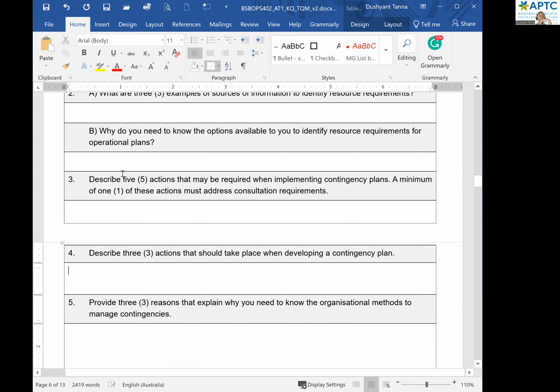Describe 5 actions that may be required when implementing a contingency plan. A minimum of one of these actions must address consultation requirements. Five actions that you do to implement a contingency plan. Contingency, very important, like I said earlier as well.